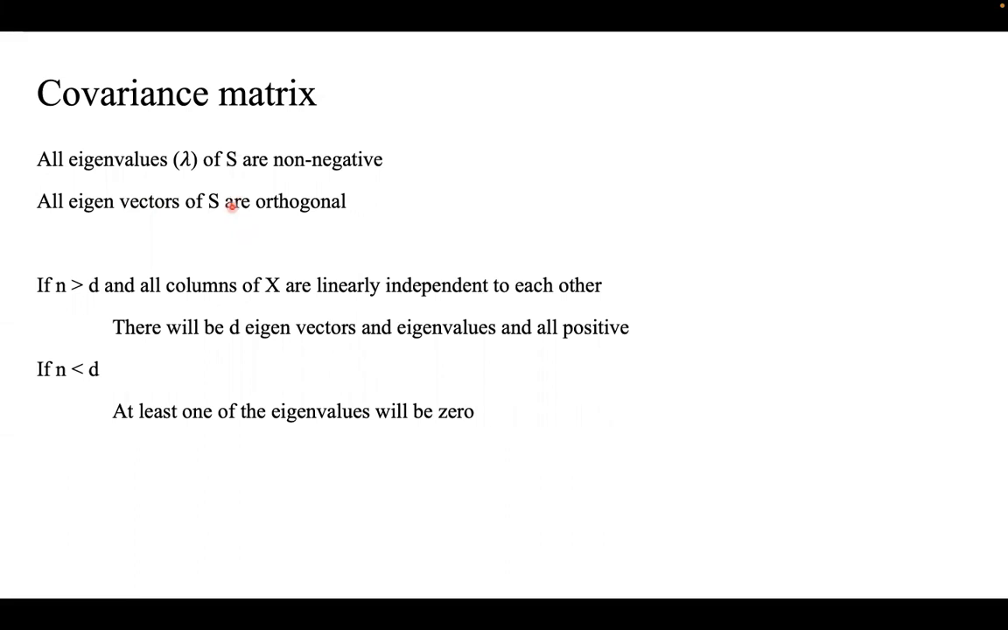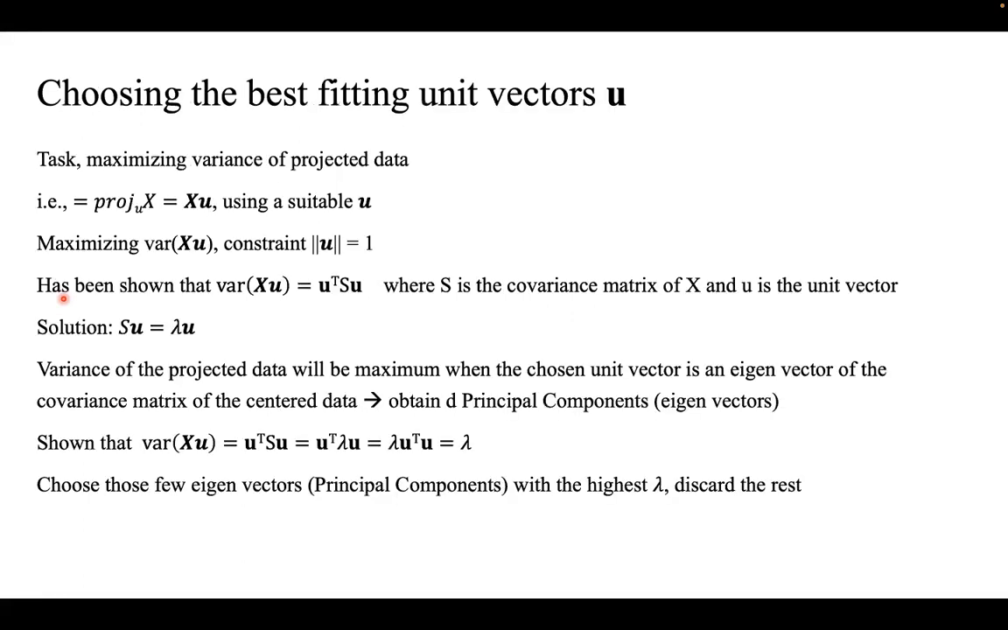Now, the idea is that if n is greater than d, that means you have more points than the number of dimensions, and each of these dimensions are linearly independent of each other. So you would have a maximum of d eigenvectors. This is something we had also learned about when we were talking about eigenvectors and eigenvalues. And if n is less than d, then at least one of these eigenvalues is going to be 0. So that is something we already understand.